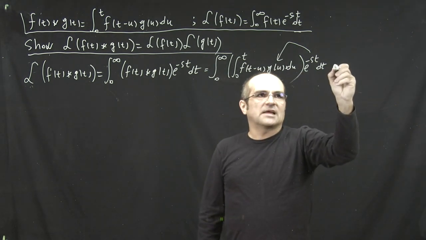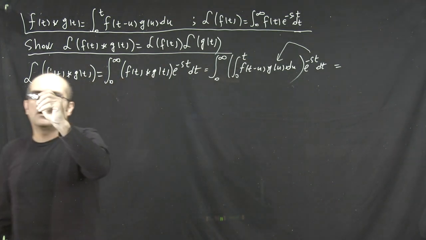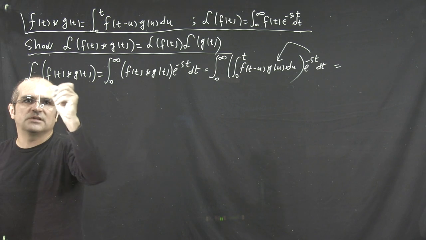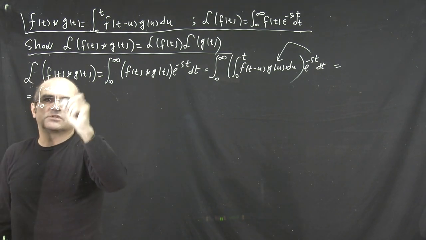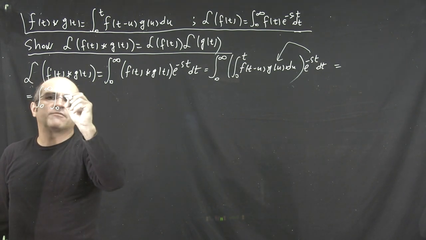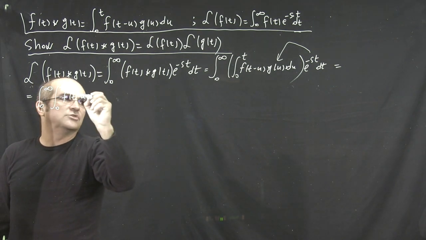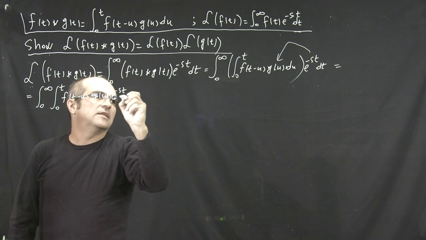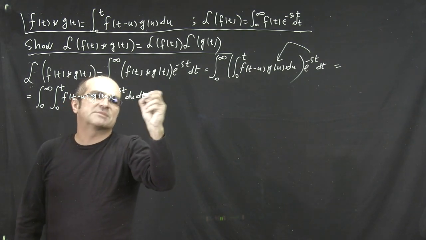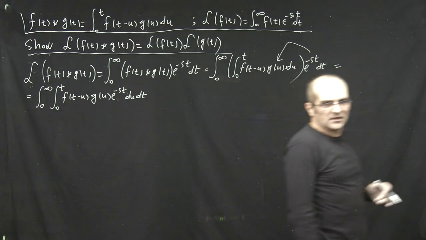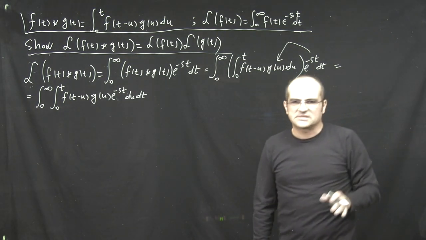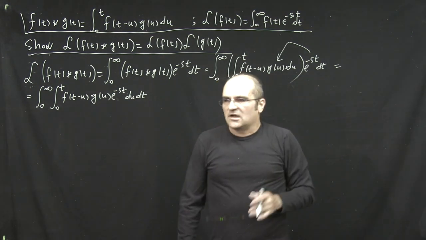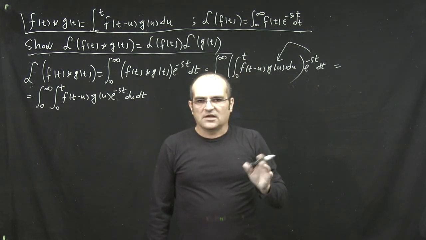And if I do that, I end up essentially with an iteration of two integrals, right? So the integral from 0 to infinity, the integral from 0 to t, f of t minus u, g of u, e to the minus st, and then du dt. So at this point, if you didn't take calculus 3, it might be a little bit harder for you to follow, but it's not impossible. Don't be discouraged. I mean, this is essentially a double integral, but you can just think of it as an integral of an integral, and that should be fine.